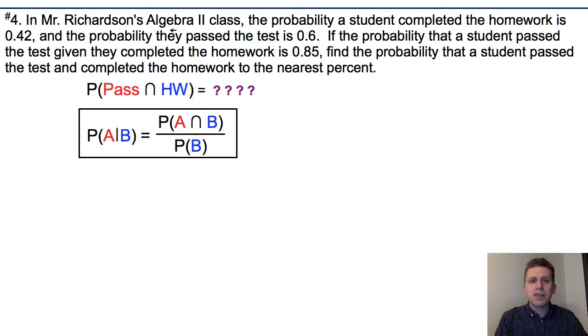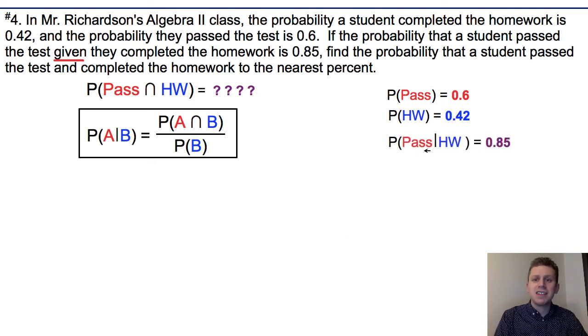They told us that the probability the student passed the test is 0.6. They told us that the probability a student completed the homework is 0.42. And hopefully the next one's a conditional. They said the probability the student passed the test given that they completed the homework is 0.85. So it's passed given homework. Passed given homework is 0.85. Well, remember when I plug in here, I have two choices. I can either plug in passed given homework or did the homework given they passed. And here I have to stick with the one I have, and I have passed given homework. So that's going to be what I use.